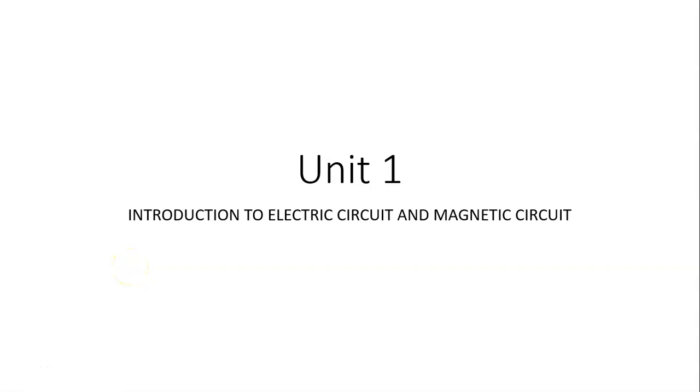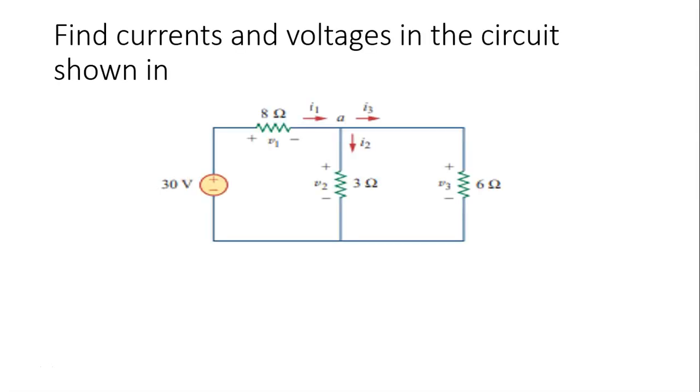Today we are going to discuss problems related to Unit 1, Introduction to Electric Circuit and Magnetic Circuit. So let's move on to the first problem. The first problem is: find current and voltages in the circuit given below. We have already discussed what is Ohm's law, KVL and KCL.